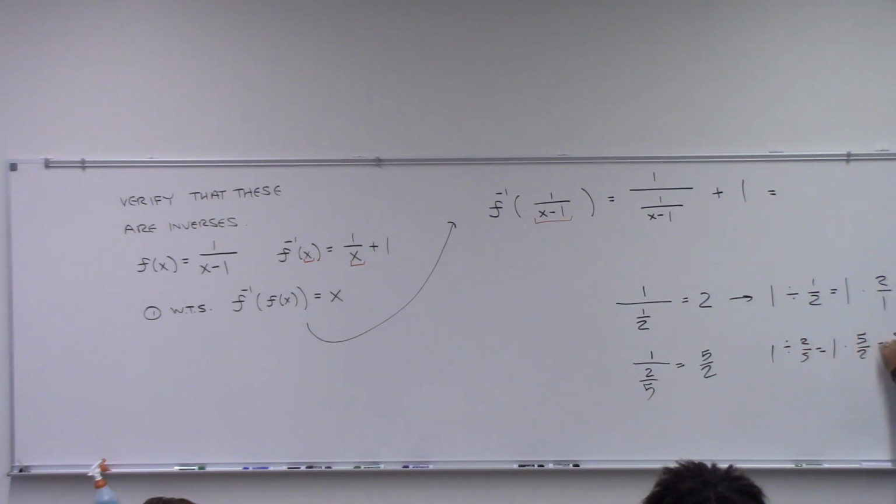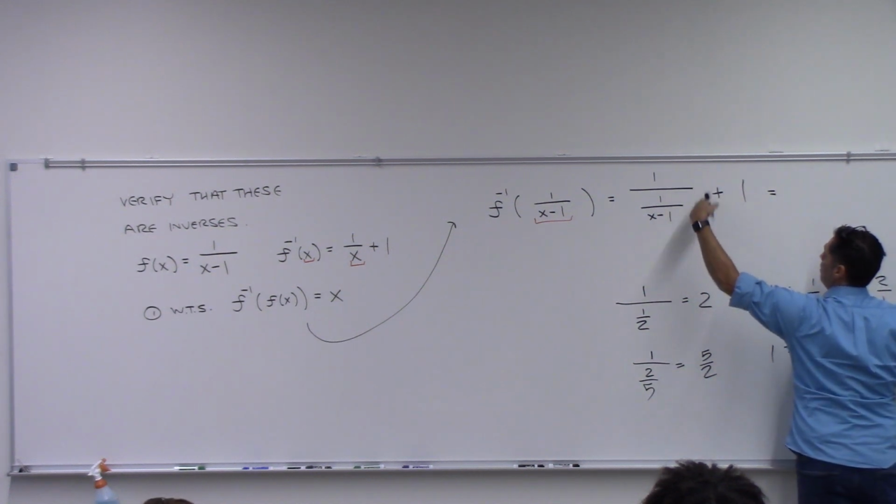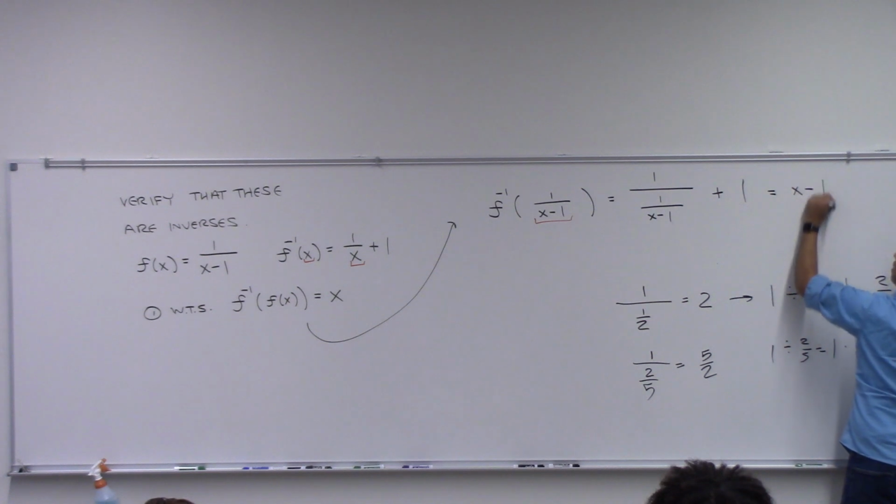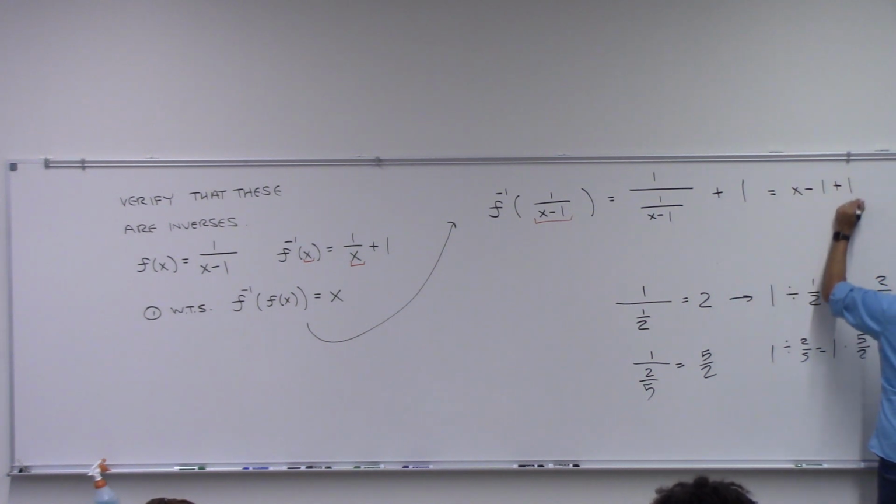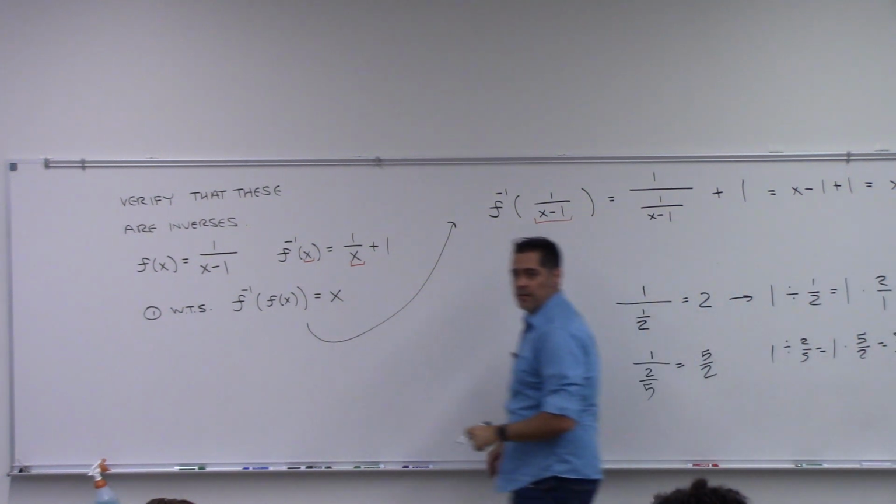This is 5/2. All right, so this whole thing becomes what? x minus 1, and then you have plus 1, and that's just x. That's good. That's what it needed to be, right?